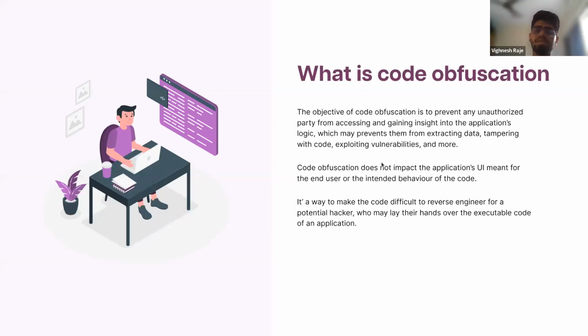So let's start with first understanding what is code obfuscation. Basically, code obfuscation is a technique of obscuring the application logic or business logic. So it becomes difficult for reverse engineers or anyone who is trying to decompile the application and have a look at the code. It becomes difficult for them to understand the application logic and everything.